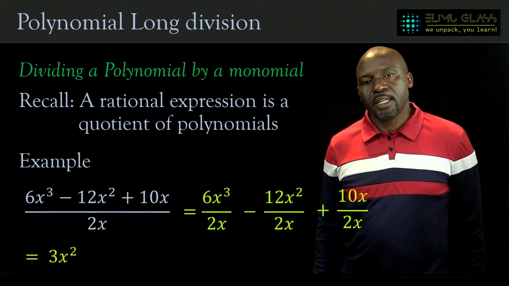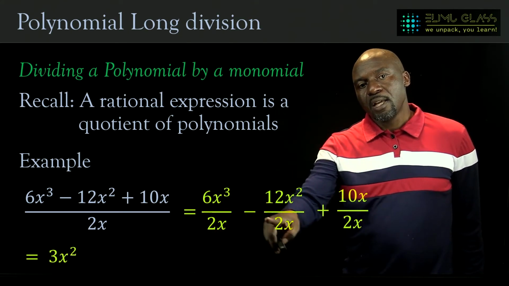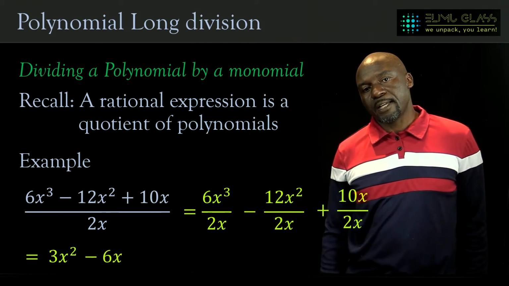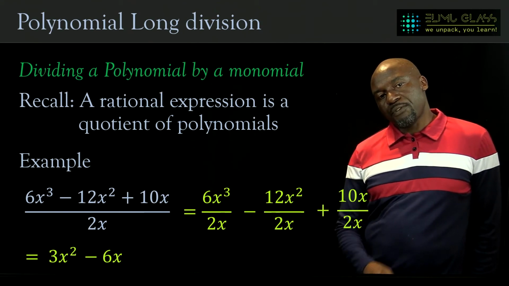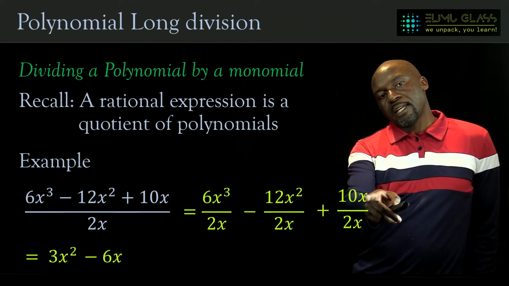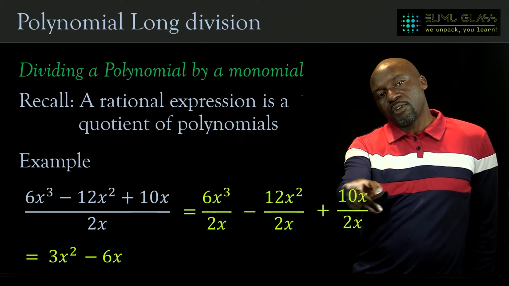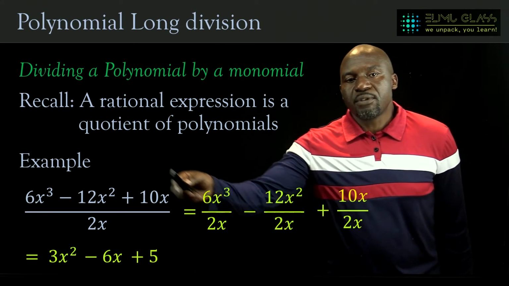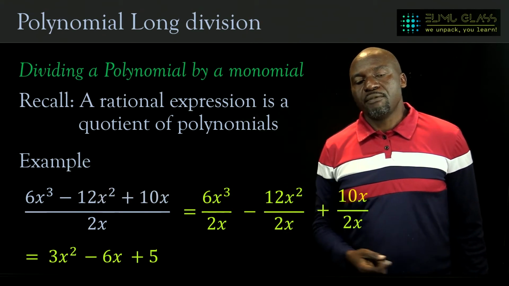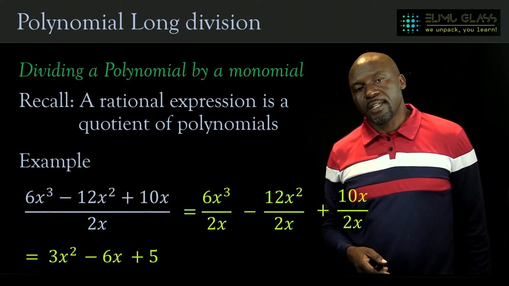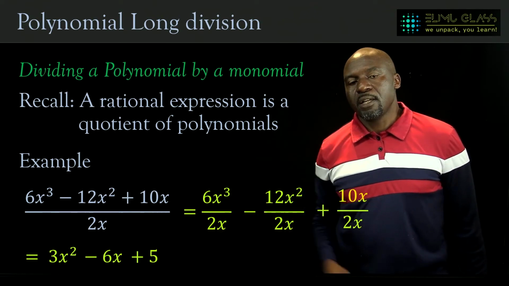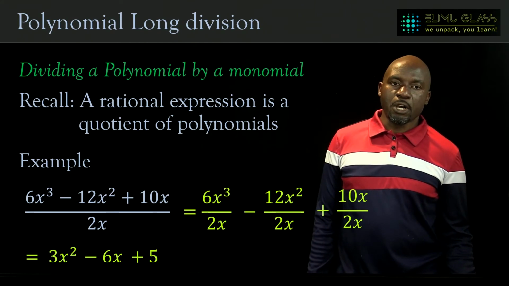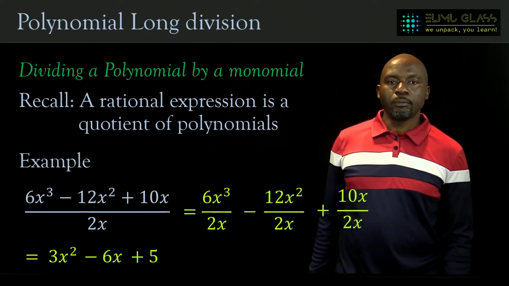So we can express this as 3x^2 for the first term there. The second term is going to be 6x. I hope you can see that. So minus 6x. And the third term is going to be 5 because x cancels with x, and 2 goes into 10 5 times. So this is 5. And so we write that. So we have simplified that expression by dividing each term by the denominator, and this is the reduced form of that expression. That's how we divide a polynomial by a monomial.